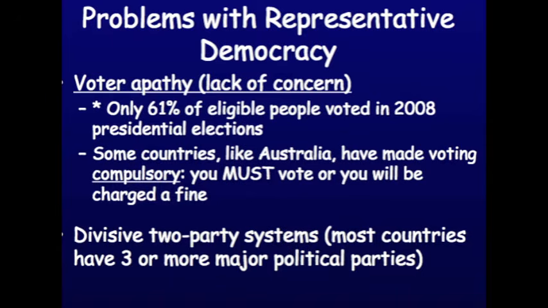Here's the problems with a representative democracy. You have a lack of concern on the part of voters, or it's also called voter apathy. Only 61% of eligible people voted in the 2008 presidential elections. Some countries like Australia have made voting mandatory, which means you must vote or you'll be charged a fine. In the US, we have a two-party system. They are the Democrats and Republicans.